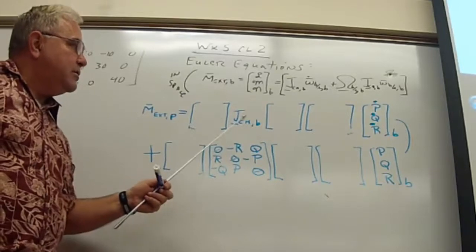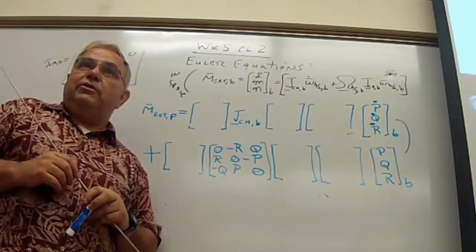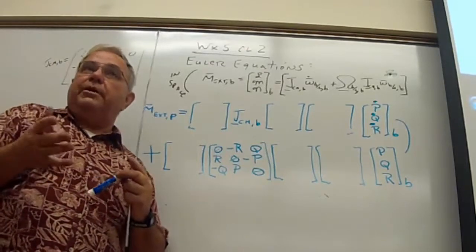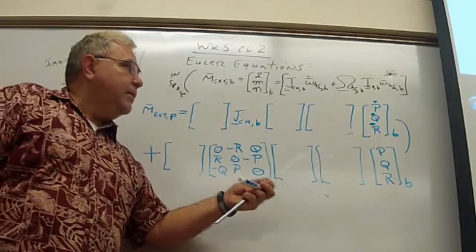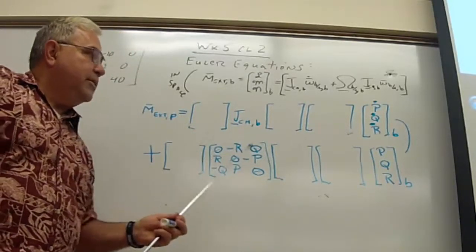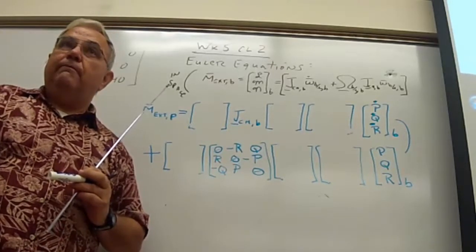This multiplication of these three matrices is called a similarity transformation. It's how you change the coordinates of a matrix. Okay? So we know how to change the coordinates of a vector, and now we're going to learn how to change the coordinates of a matrix. I'm going to let you play with that. Okay? See what you get.